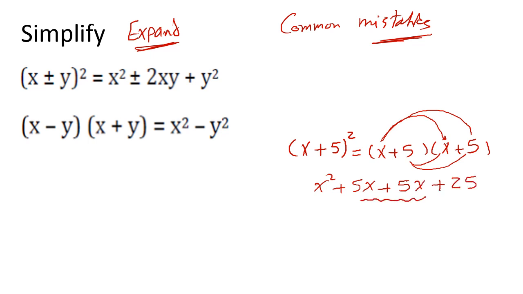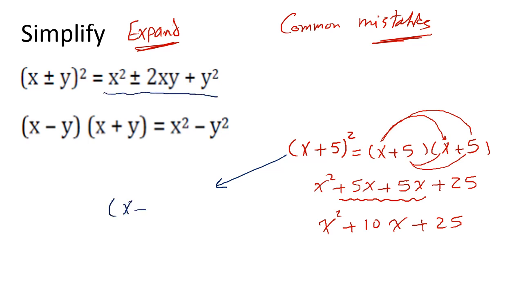Notice that I have in the middle two like terms, 5x and 5x, which make 10x. So it's x squared plus 10x plus 25. But for another solution, if you wanted to find the rule for x plus 5 to the power of 2, you are going to expand it into 3 terms.